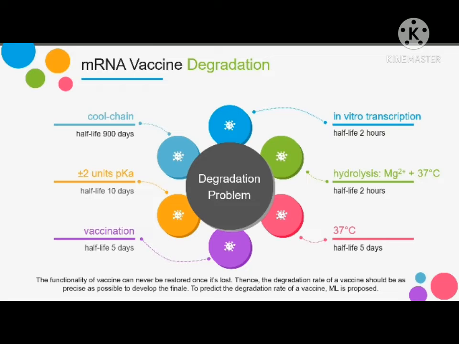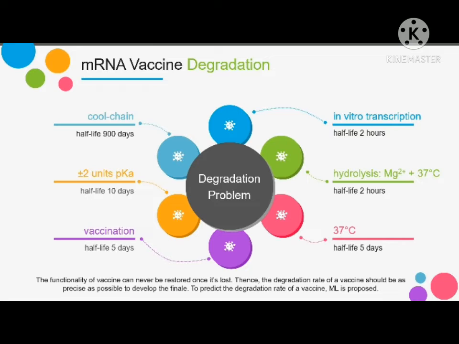A temperature excursion to 37 degrees is predicted to reduce the half-life to 5 days, the same as when the vaccine is administered in a human body, and it will further reduce to only 2 hours of half-life if there is a presence of magnesium ions, the usual in vitro transcription condition. You may have the idea to suggest decreasing the temperature, magnesium ion concentration, or the pH value to mitigate the situation, but sadly, it does not seem to be effective since degradation still occurs during the transcription process.